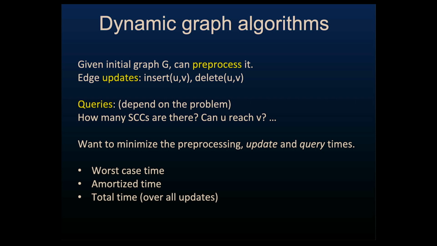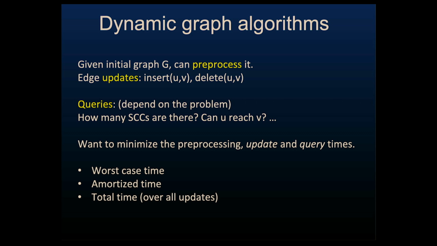Okay, so we have a graph, and we can pre-process it before the updates start. So there's some pre-processing stage, and then there are edge updates. So we add an edge or delete an edge. Those are the updates we will think about. And there is a query that asks something. It depends on the problem. It could ask for the maximum matching. It could ask for a shortest path. It could ask for reachability or anything.